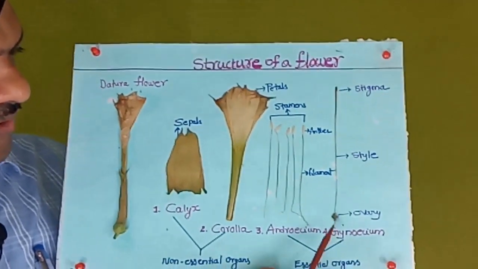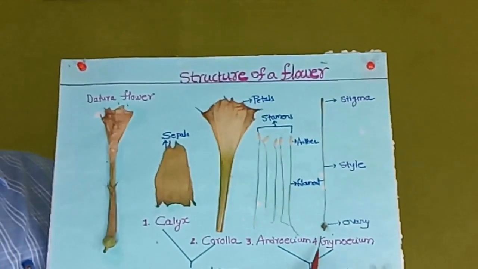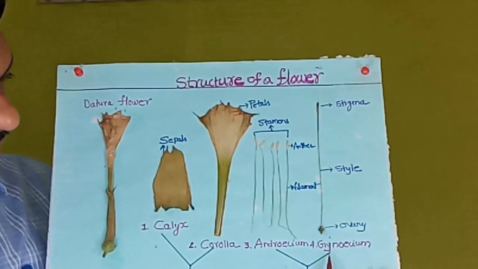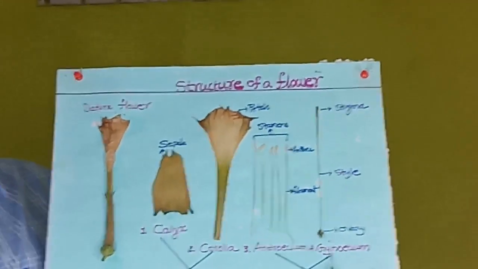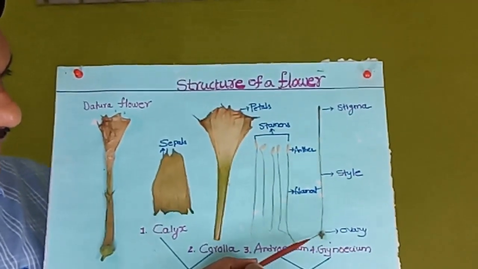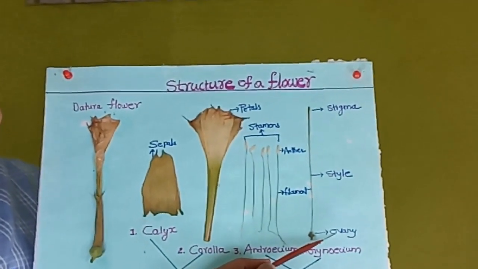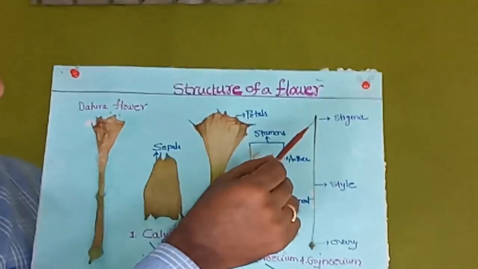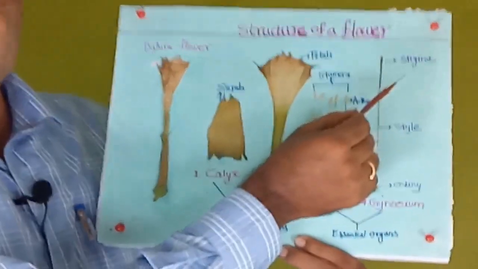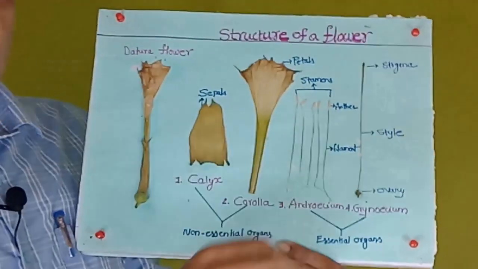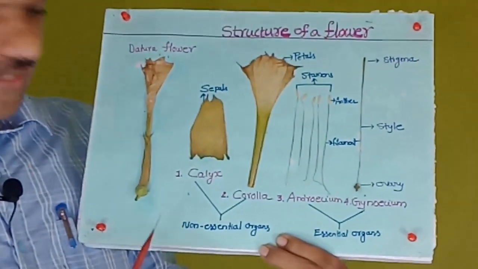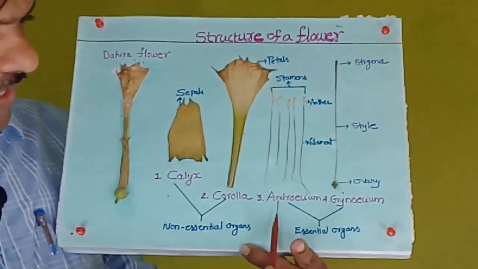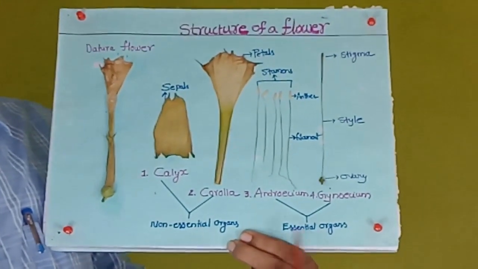In this gynoecium, there are different types of carpels. I will explain the carpel concept next. Each gynoecium consists of one or more carpels. In the carpel, there are three parts: the ovary, the style, a long part which is an extension of the ovary, and on top, the stigma. So I hope you understand all the floral parts properly. The first one is calyx and corolla, non-essential organs; androecium and gynoecium, essential organs.